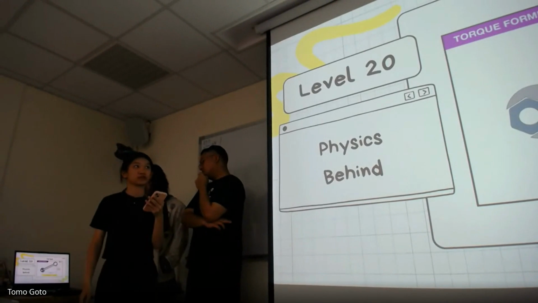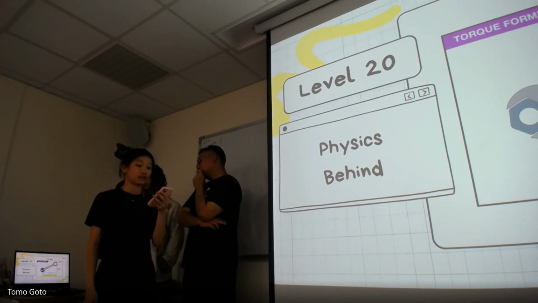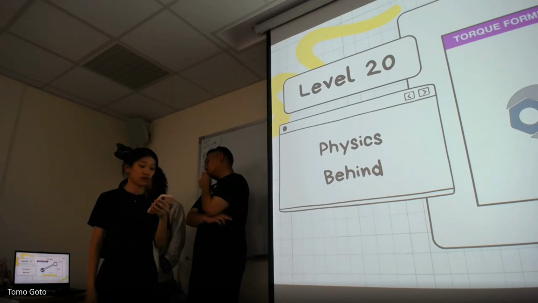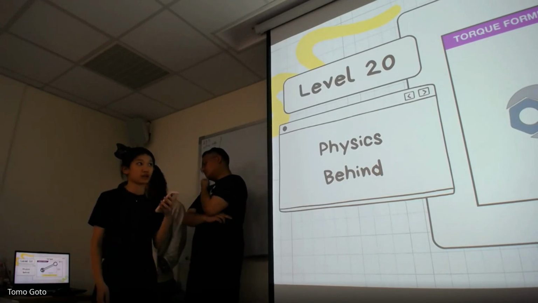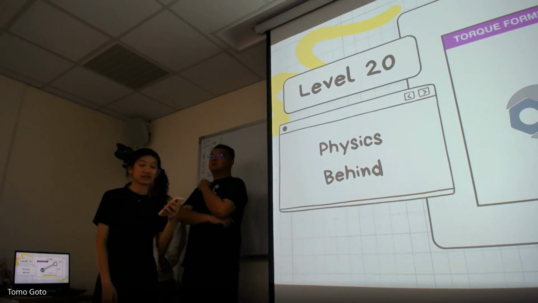Now let's move to torque. Torque is a force that causes an object to rotate around an axis, and in this context, we focus on the levers and their connection to torque. By applying force to the lever, we set it into motion.